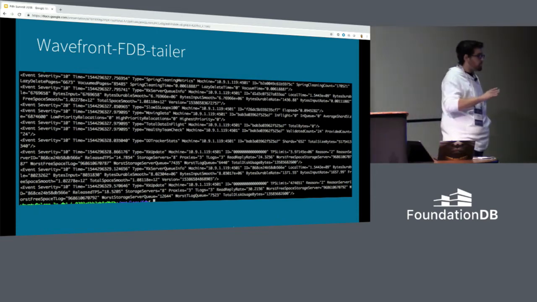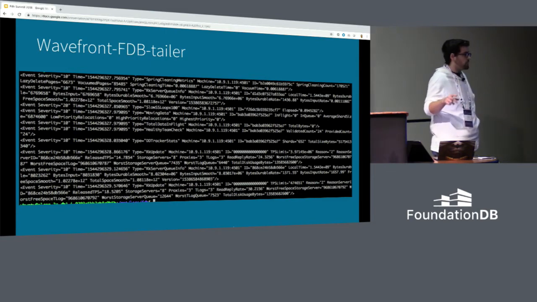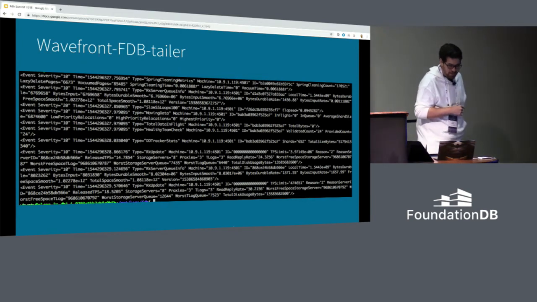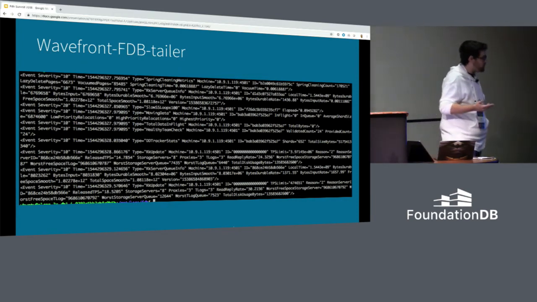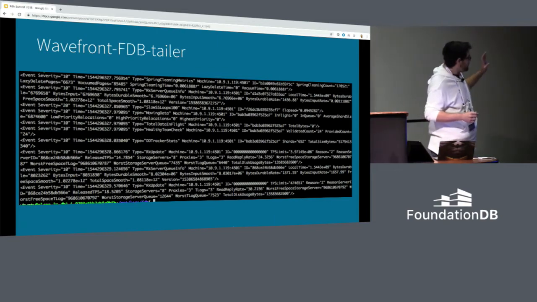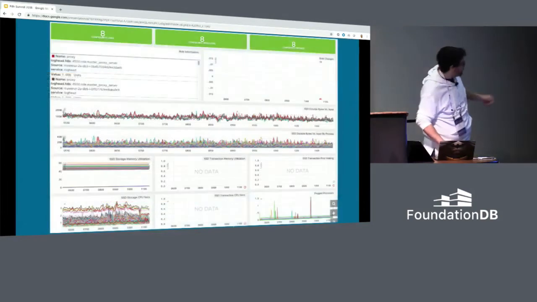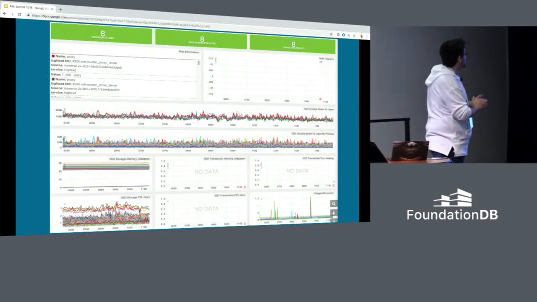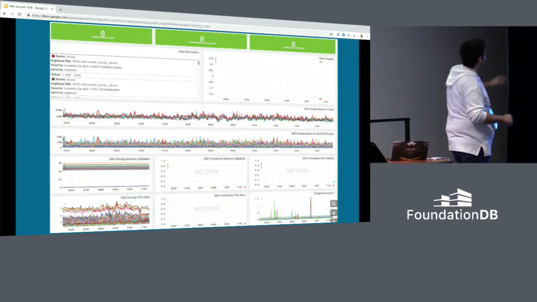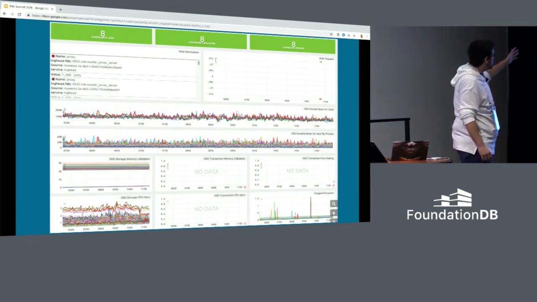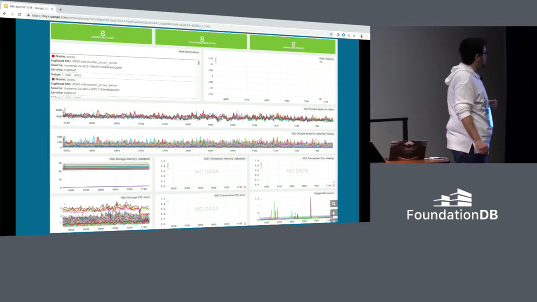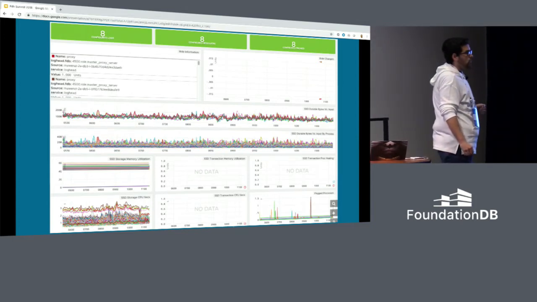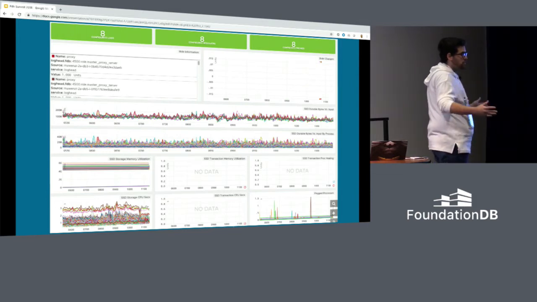They're incredibly Spartan, and I actually found reading the source code for FoundationDB lighter reading than trying to grok these. So we have a tool internally called Wavefront FDB Tailor. It takes this eyesore and turns it into this, so that we can see, on one of our larger clusters, where the roles are assigned, what machines, what process and port they're on, how much data is flowing through overall on each node, and how much per process, so that we can find when there's data distribution issues.